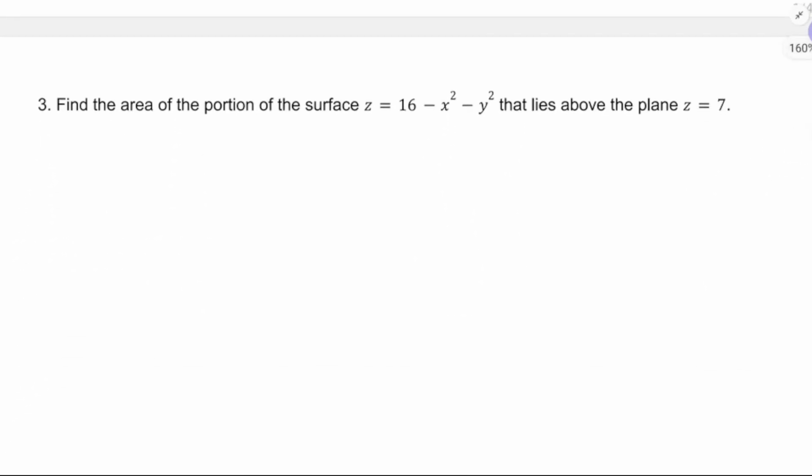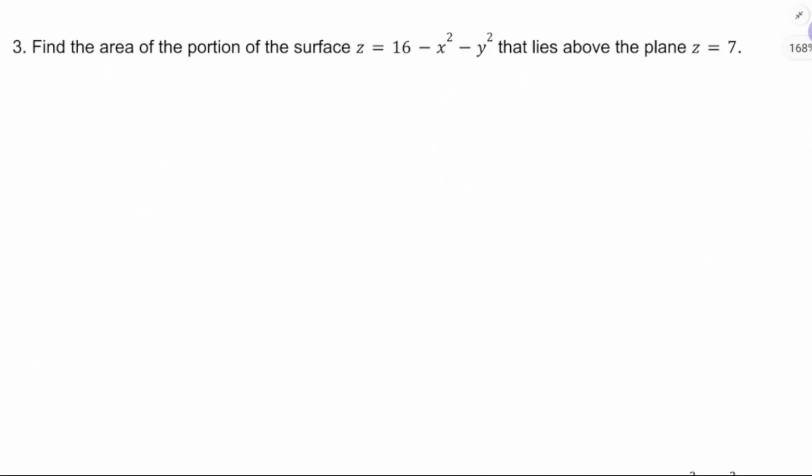Number 3 asks for the area of the portion of the surface here that lies above the plane z equals 7. So pretty much what I'm going to have is like a paraboloid that kind of goes down, and then that's going to intersect with this plane, which I guess really I kind of want that to be invisible, so I'm going to just do it about like that.